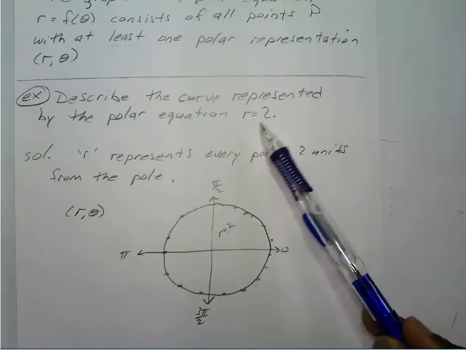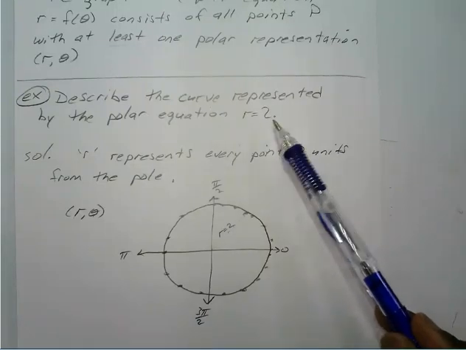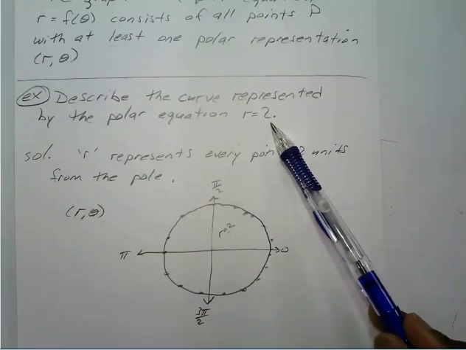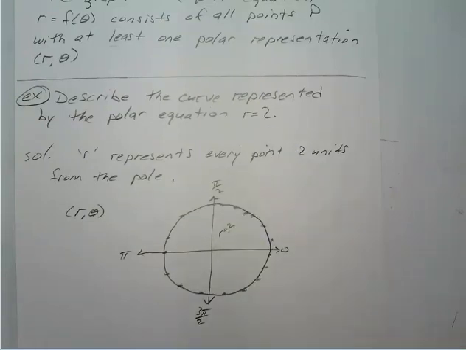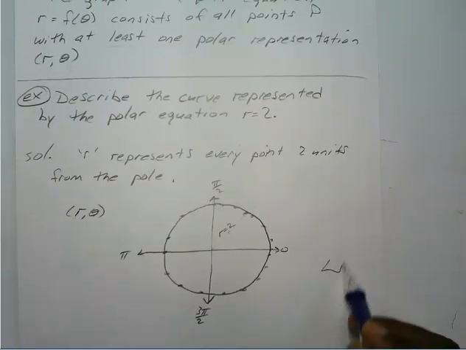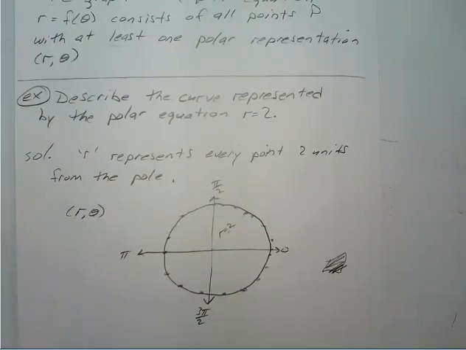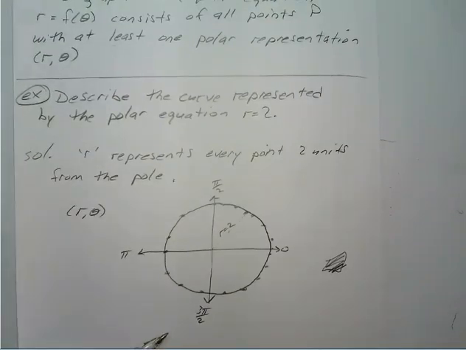So whenever you're asked to describe a curve and all they give you is r, then that's all you need. It's just a circle. Go ahead, and if you're still writing, feel free to press pause. But we're going to go ahead and go to our next example.